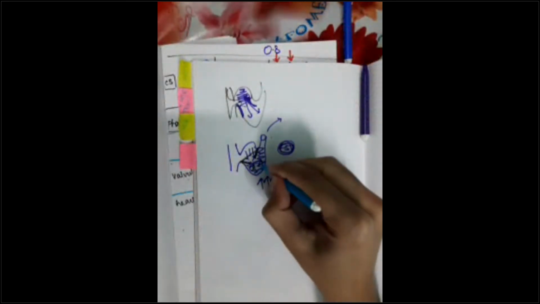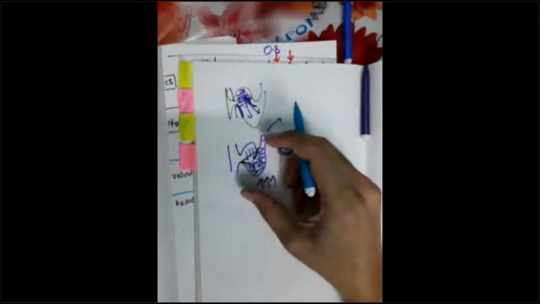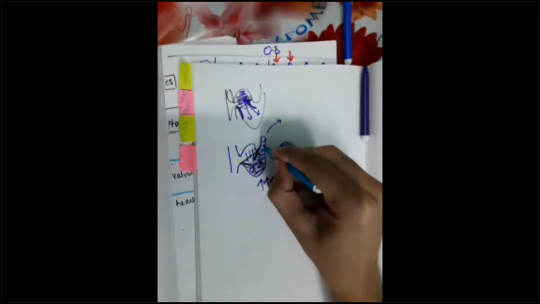So which valve is closing, guys? At the end of isovolumetric contraction, with rapid increase in pressure, the AV valve closes. Here AV had opened, here AV closed. Now what will happen after AV closed? Same way, due to rapid increase in pressure, the semilunar valves will open. So after this, my semilunar valves are opening.